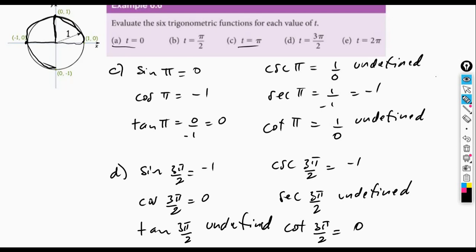Why 0? Because if tangent is undefined, that means we would have -1 over 0, sine over cosine. So the reciprocal is going to be 0 over -1, which is 0. Also, one last thing: notice that letter E is going to be the same as A because they are coterminal angles, since 2 pi is 1 revolution around the whole circle. So we would end up at the same point.